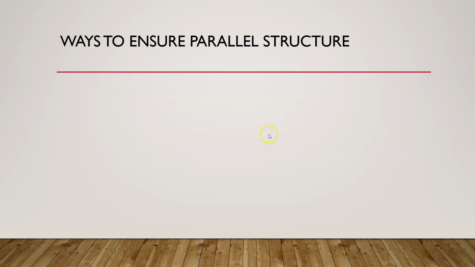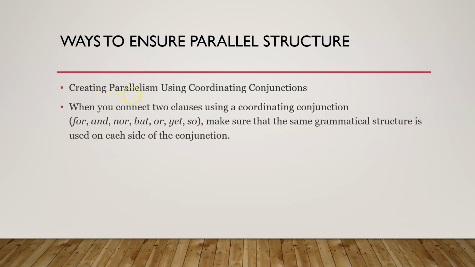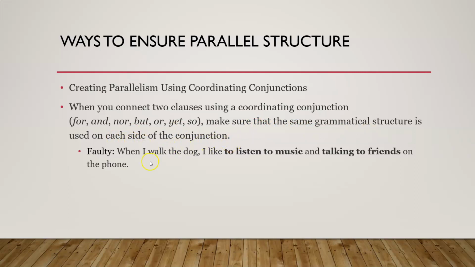There are some other ways to ensure parallel structure. The first is creating parallelism using coordinating conjunctions. So if you remember, those are the fanboy conjunctions. So when you connect two clauses using a fanboy conjunction, make sure that the same grammatical structure is used on both sides of the conjunction. Here's an example of a sentence with faulty parallel structure.